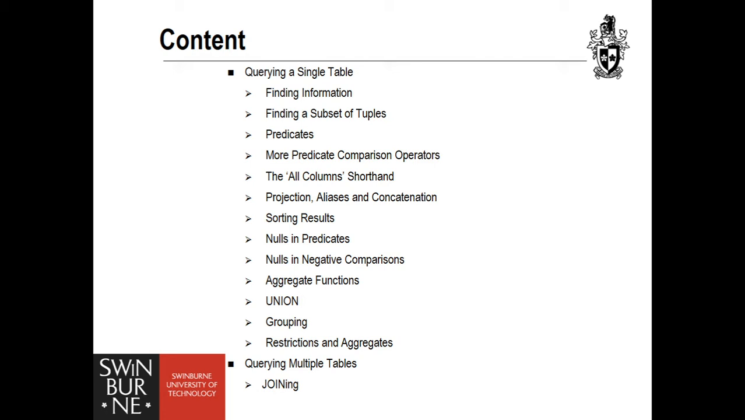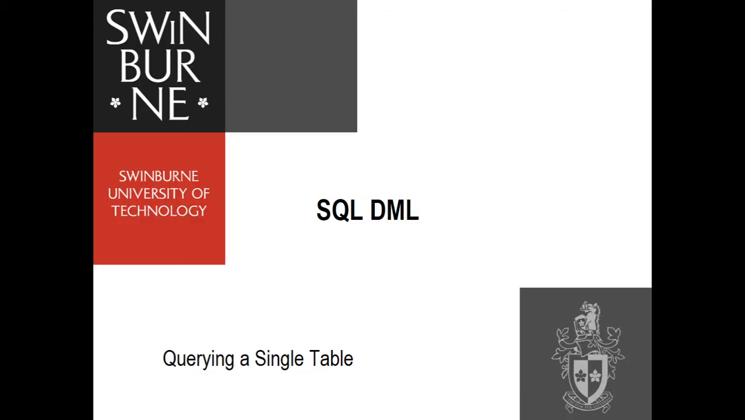to learn how to find information, a subset of tuples, and what a predicate is. We also learn about all columns, projection, alias, and concatenation. We also learn how to sort results, nulls, aggregate functions, union, grouping, restriction, and aggregates. For the second part, we learn about joining. So this is the first part.